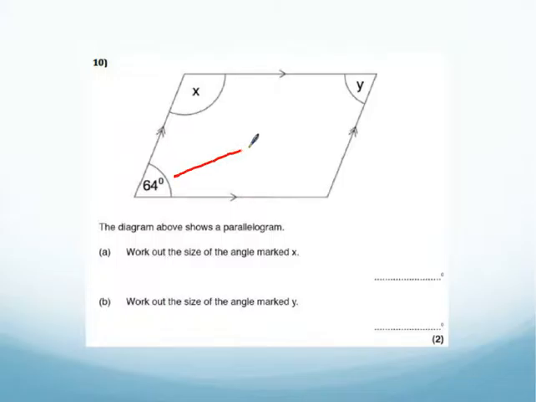And what you'll find is these two angles here are equal. So the angle Y is in fact 64 degrees. That means if those two angles are equal, similarly these two angles here are equal.